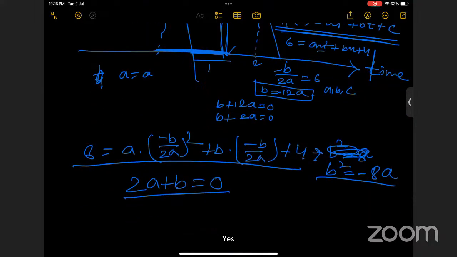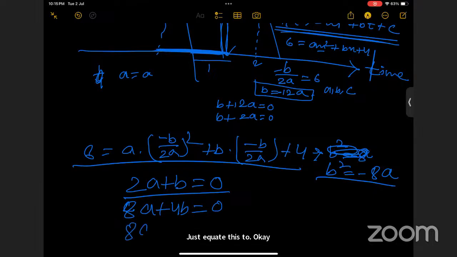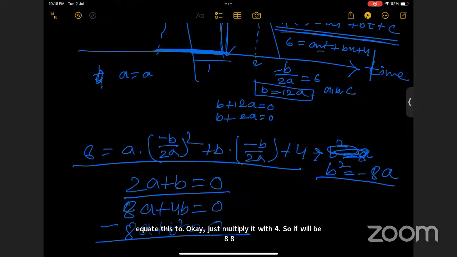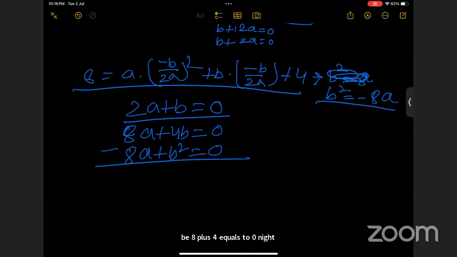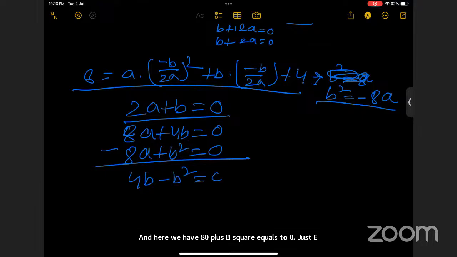Just equate these two. Just multiply it with 4. So it will be 8a plus 4b equals 0, right? And here we have 8a plus b square equals 0. Just subtract. Then the 8a cancels out. Then it will be 4b minus b square equals 0. So b equals 0 or b equals 4, right?